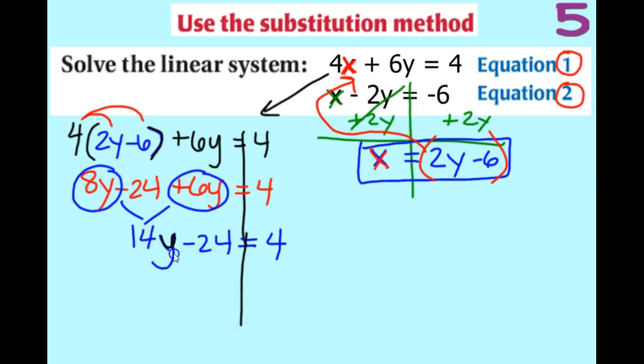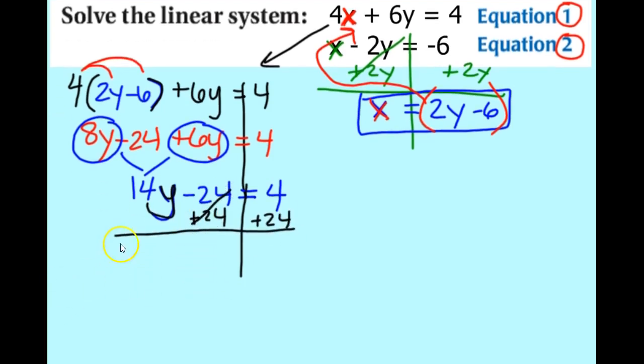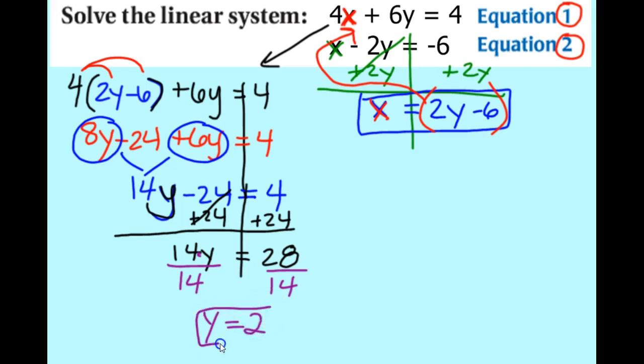And then we need to get y all by itself, so I'm going to add 24. So we have 14y equals 24 plus 4 more, which is 28. And then last, the opposite of multiply by 14 is divide by 14. 14 should go into 28 only 2 times. So I know my answer in terms of x and y. Y is 2. That's what we just found.